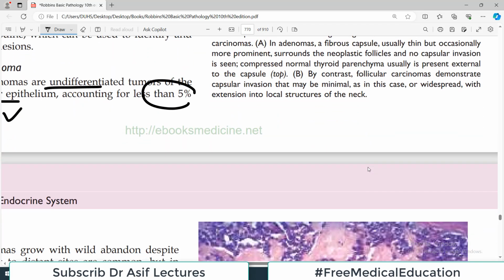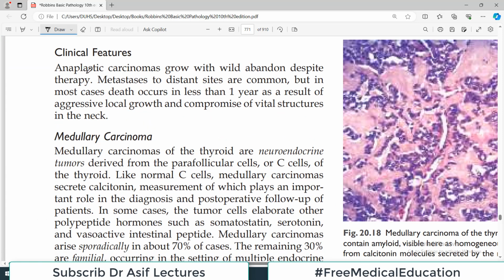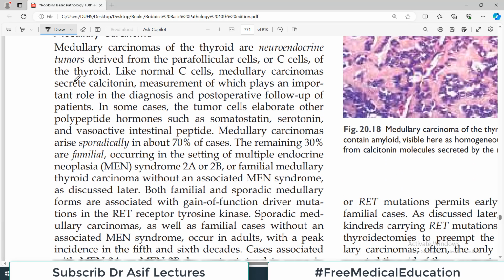Okay? Right, so that takes us to the clinical features of anaplastic cancers. They grow with wild abandon despite therapy. So they are very aggressive tumors. Metastasis to distant sites is common. And patients usually die within a year. So they are very, very serious. And they also invade the neighboring structures in the neck. For example, trachea. For example, esophagus. So they're very bad tumors, okay?